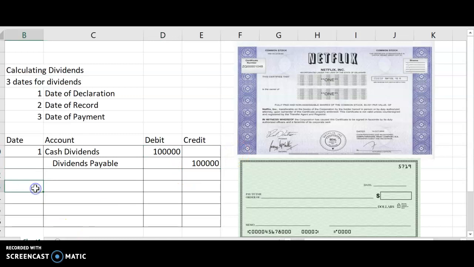All right, on the next date of record, there is no journal entry. This is simply telling us who's going to receive checks from us, who's owning the share of stock that day. Okay, and then on the last day or the third date, we're going to debit dividends payable because we no longer owe them because we're paying them. And we're going to pay out the cash.